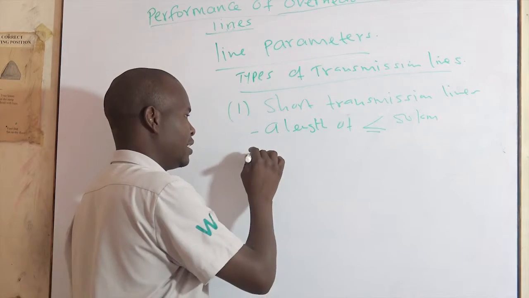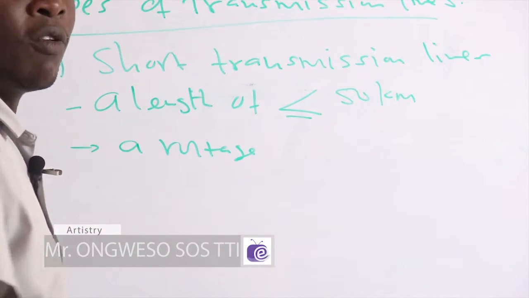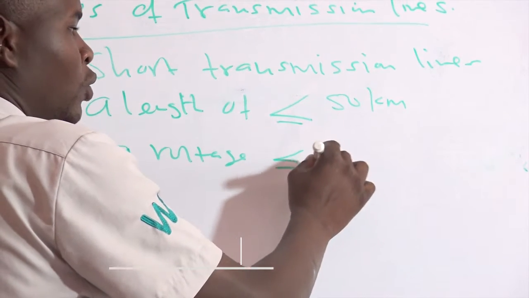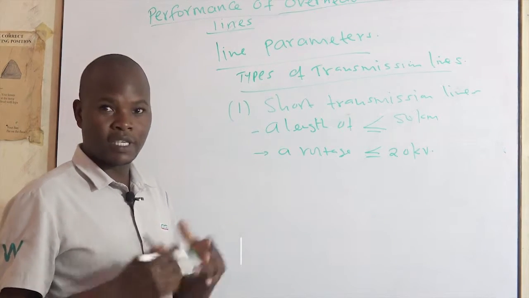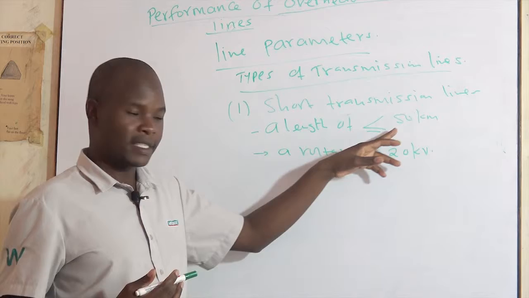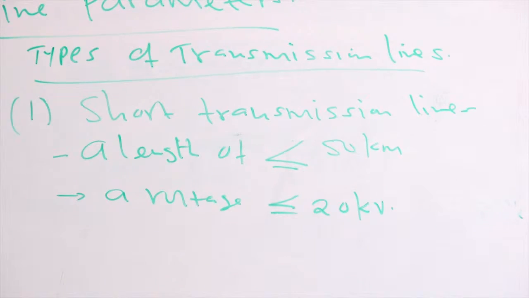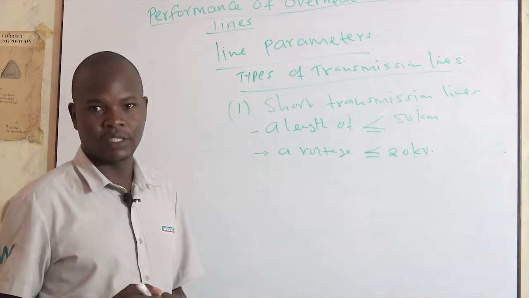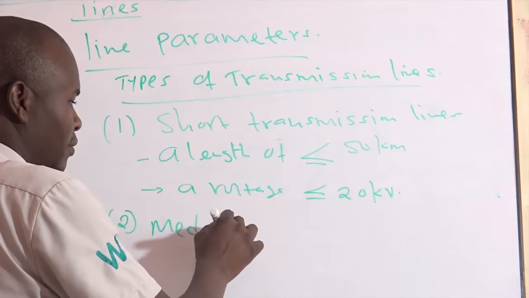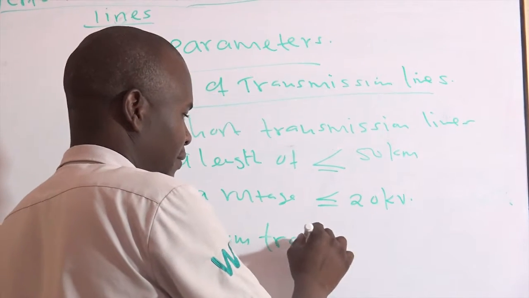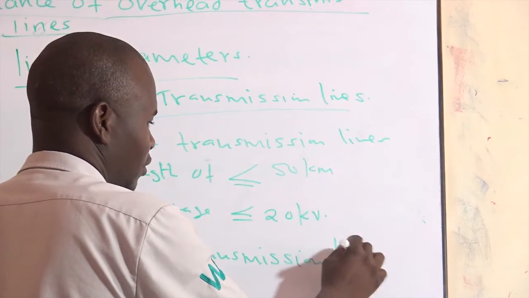And if it is carrying a voltage of less than or equal to 20 kilovolts, so if a line has a length of less than 50 kilometers and a voltage of less than 20 kilovolts, then we can term that transmission line a short transmission line. Number two, we have medium transmission lines.